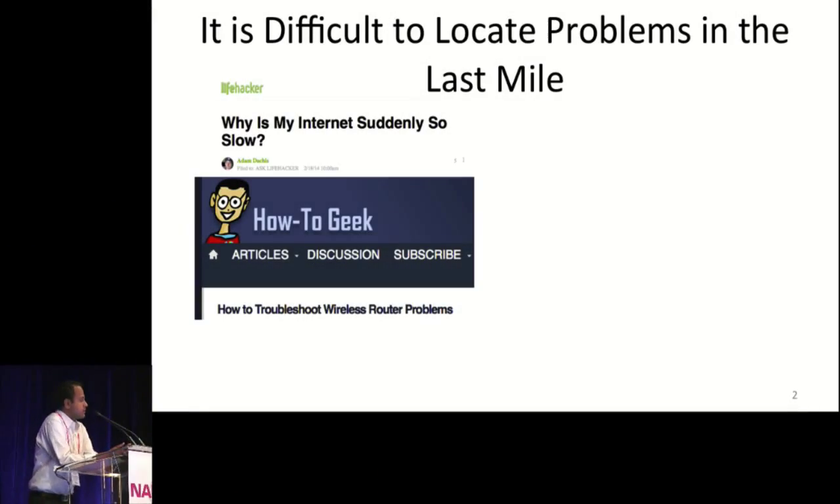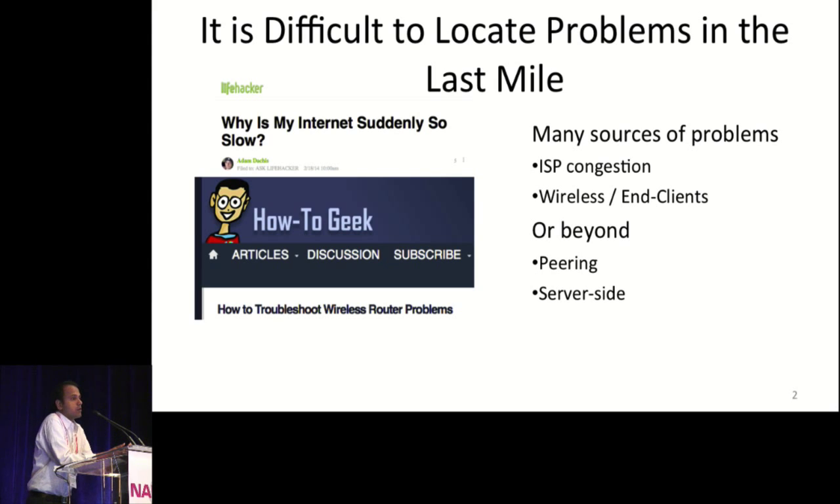I'm sure most of us here in this room have grappled with the home network at some point, trying to figure out why a video stalled or your VoIP call halted, and struggled to figure out why that happened. One of the reasons it's so difficult to understand is that there are many sources of problems. In the last mile, you could have congestion in your ISP, you could have wireless issues, you could have end client issues, poor OS or bad hardware, or even beyond the last mile, you could have peering issues between ISPs, and also server-side issues, poorly designed applications, whatnot.